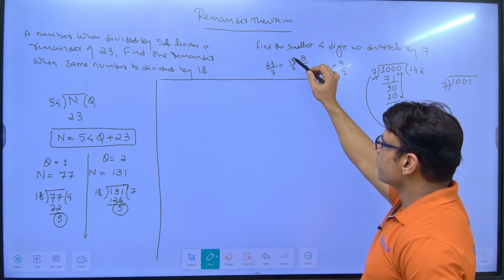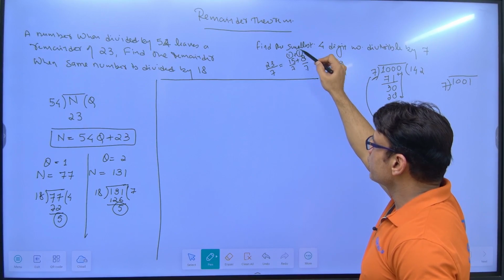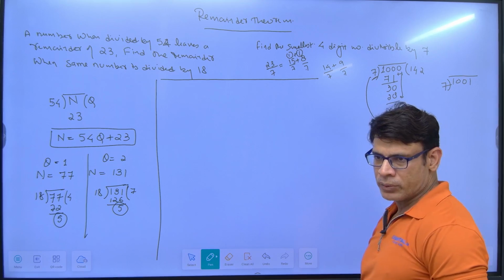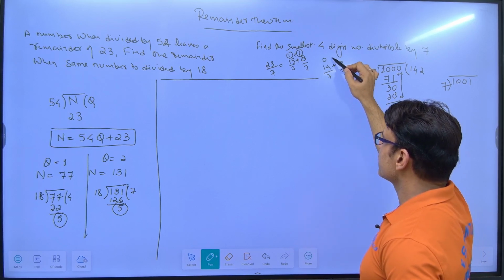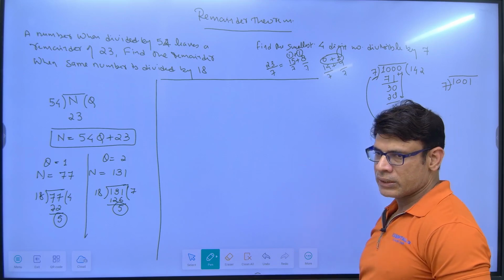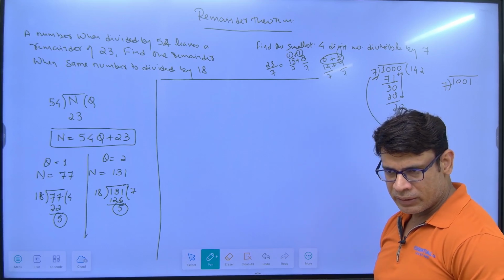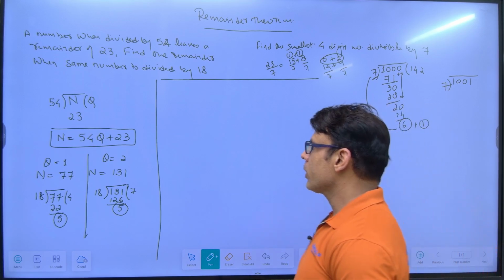When you divide 15 with 7, remainder is what? 1. 8 with 7, remainder is what? 1. So basically, you should get remainder as 1 plus 1, 2. Here also, 14 divided by 7, remainder is what? 0. 9 divided by 7, remainder is what? 2. 0 plus 2. All cases you are getting remainder as 2 only, right? Separating the base.